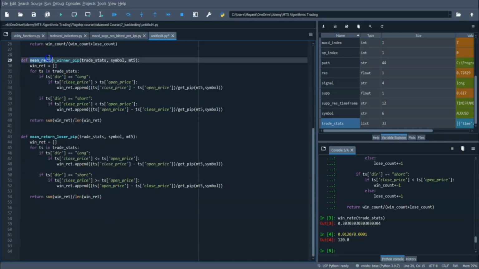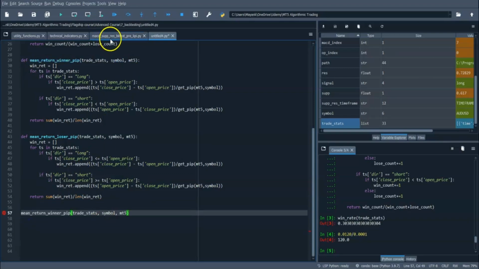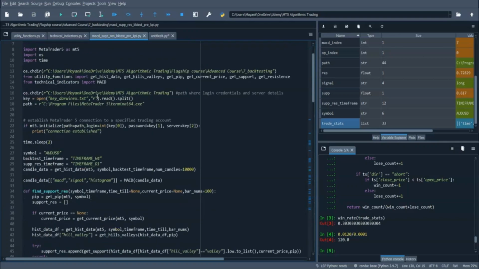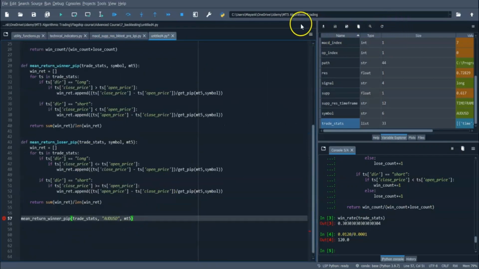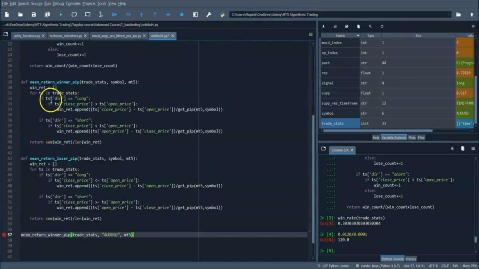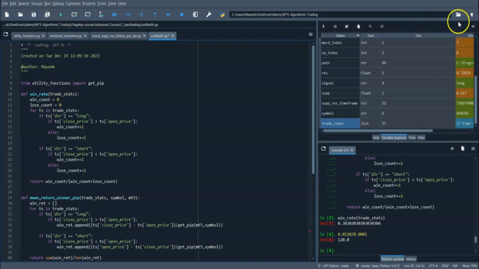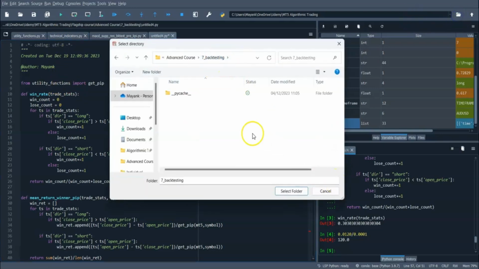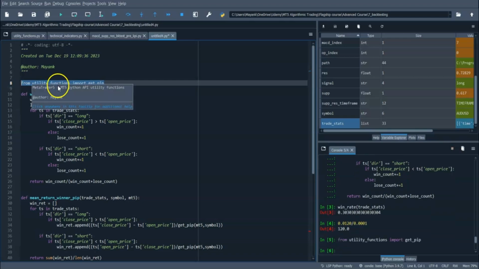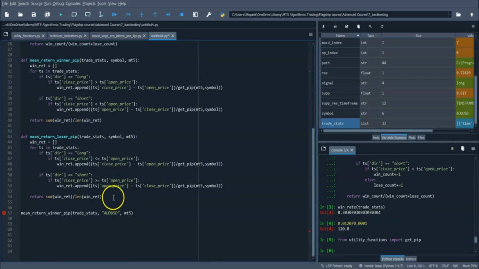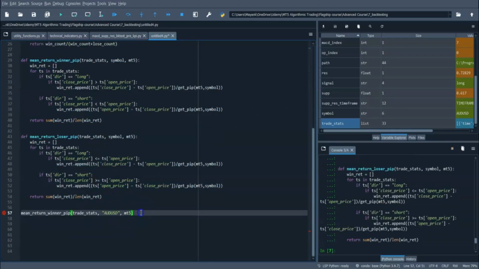So let us quickly test these functions and see what we would have got. The symbol is, what is the symbol that we are using? AUD/USD, and MT5 is fine. Before I run this code, I'll have to ensure that the current directory is pointing to where utility functions is stored, because we are importing utility functions. So let me do that. Within the backtesting folder, I have this, so it should work. Now if I run this, it should be able to import the utility functions script. Alright, that's taken care of. Now if I run this, it should work.